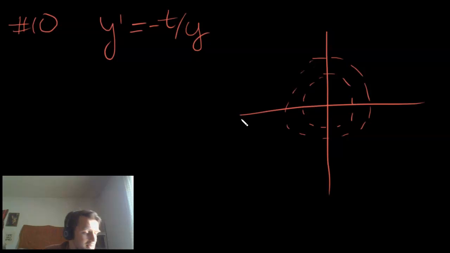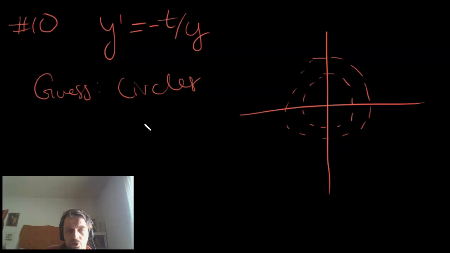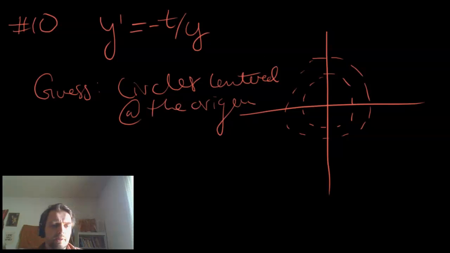So if I had to guess for these sorts of problems, I would guess that these solutions are circles. So my guess here is that the solutions are going to be circles, and the circle is centered at the origin. Let me get a different color here. All right, great. So I'm recognizing that this is, in fact, the ty graph.